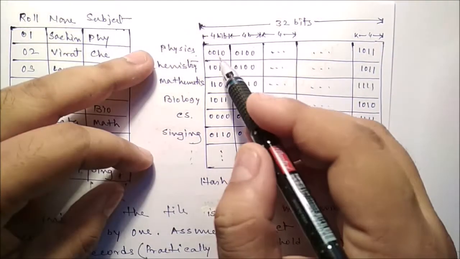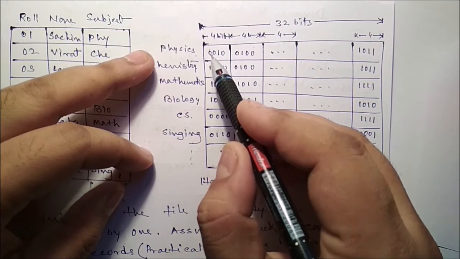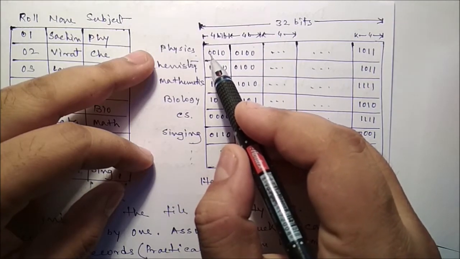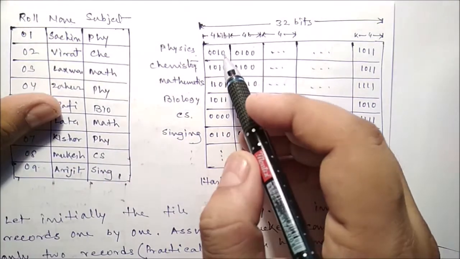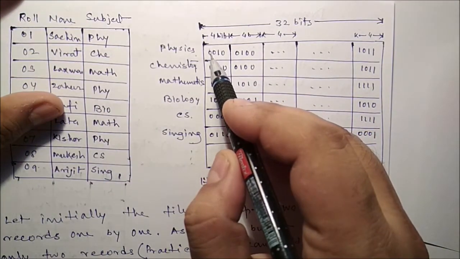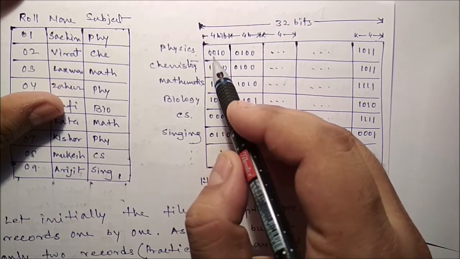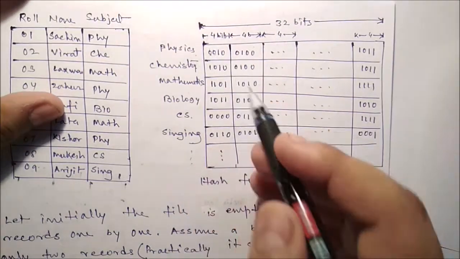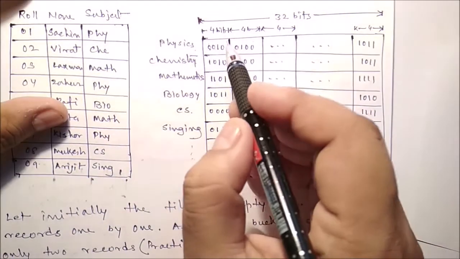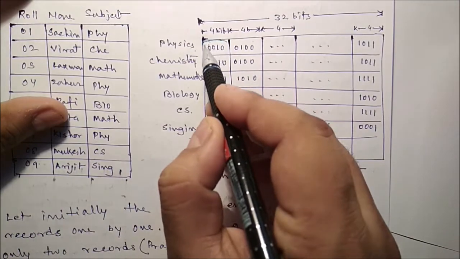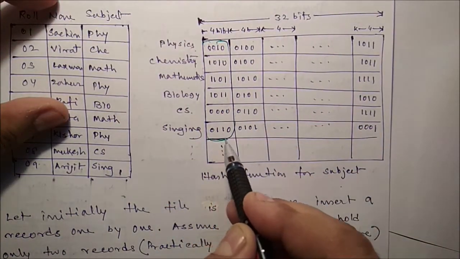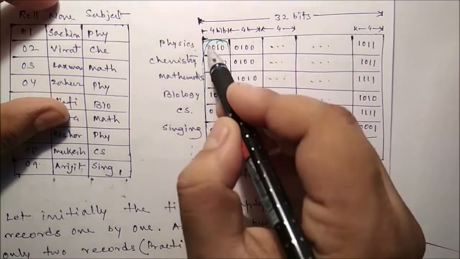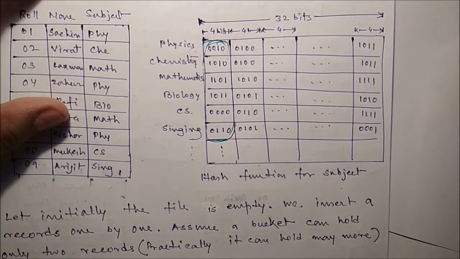Initially we start with the initial bit, the first bit from the leftmost, so 0 or 1. When the data file size increases, we just increase the number of bits. Are you getting this one? For the time being we concentrate only on this particular part to identify the hash function. We use this part for hashing.